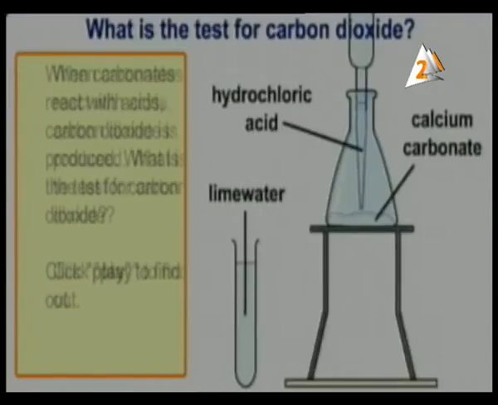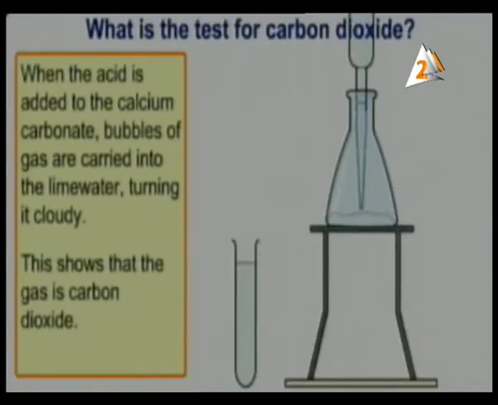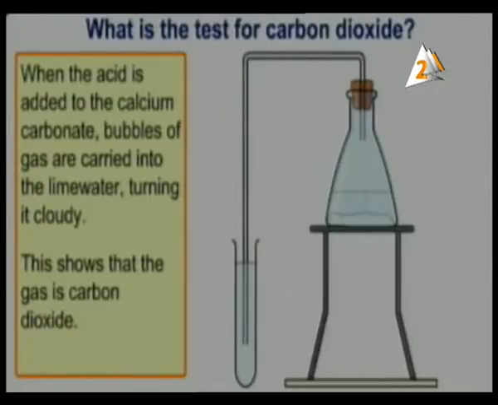This is the first thing we have. Step number 1: when the acid is added to the calcium carbonate, bubbles of gas evolve. What is the name of these bubbles? Directly we say it's carbon dioxide. It changes the lime water into cloudy or milky. Now, this shows that the gas is carbon dioxide. Yes, we have carbon dioxide.